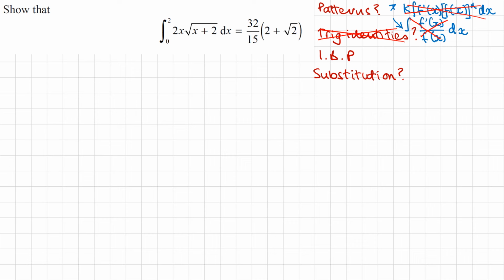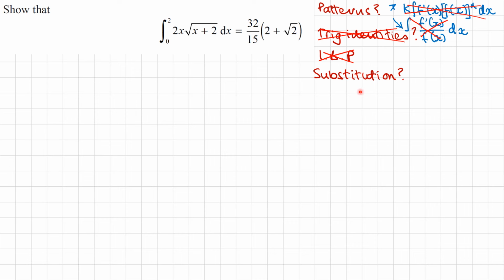Is it integration by parts? It possibly could be. I can make this 2x part here u, and then this part here dv dx. But really we want to use integration by parts when we have a product where the two parts of those products are things that are completely different in maths. Like for example, one is an exponential and one is a polynomial. We've got a polynomial times a polynomial, so integration by parts is probably more work than is really necessary.